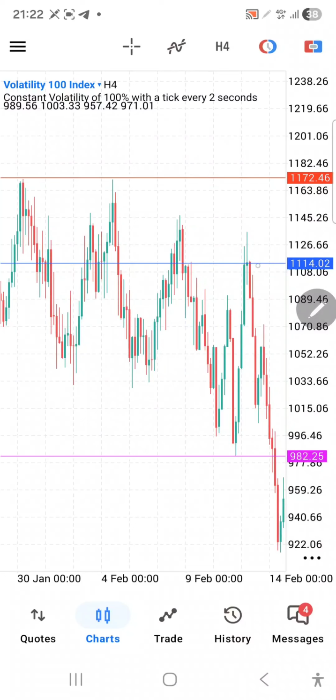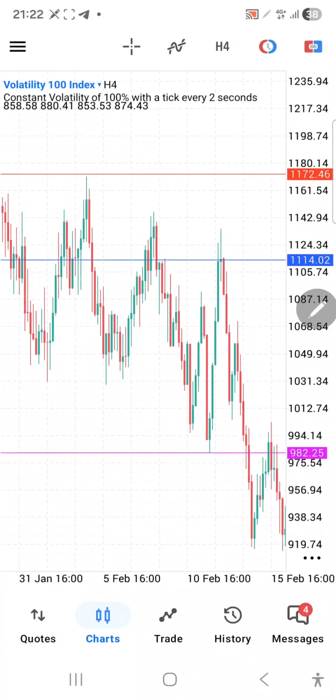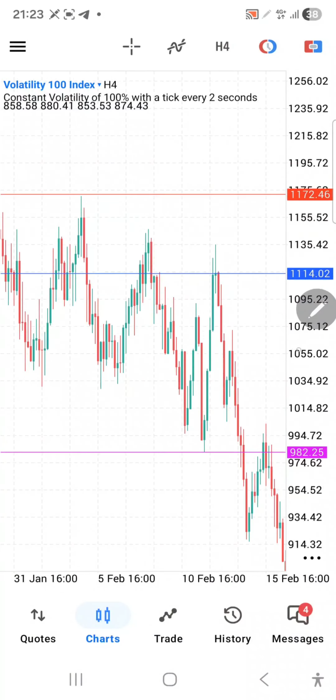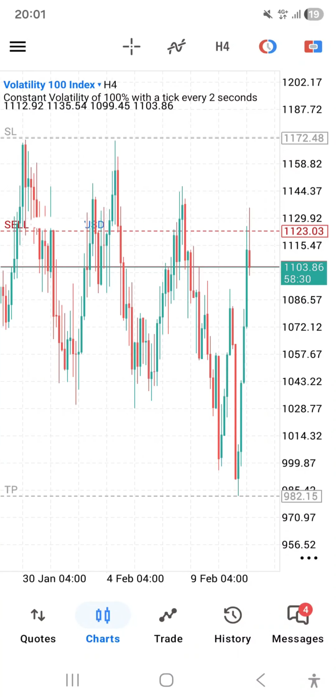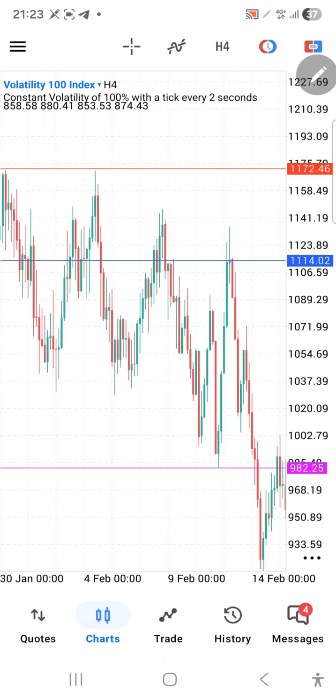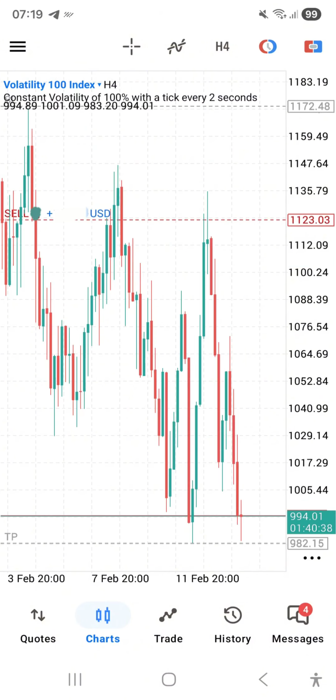So my entry was from this blue line, my red line was my stop loss, and the purple line was my take profit. This trade was roughly 1:3, you understand? And it took 2 to 3 days before it hit take profit. This was when I was tagged in on the trade. You can see it here. And this was when the trade hit take profit.